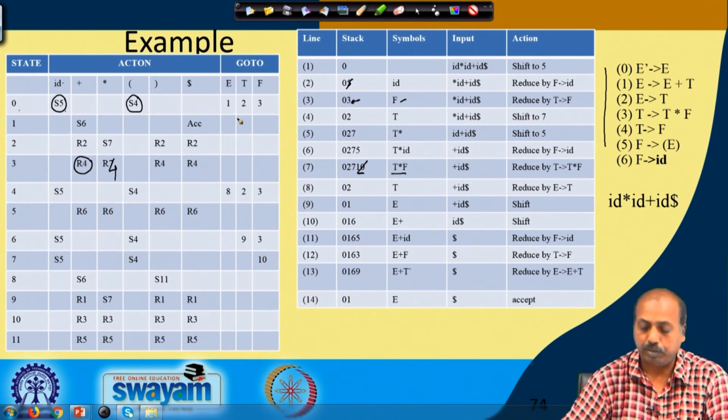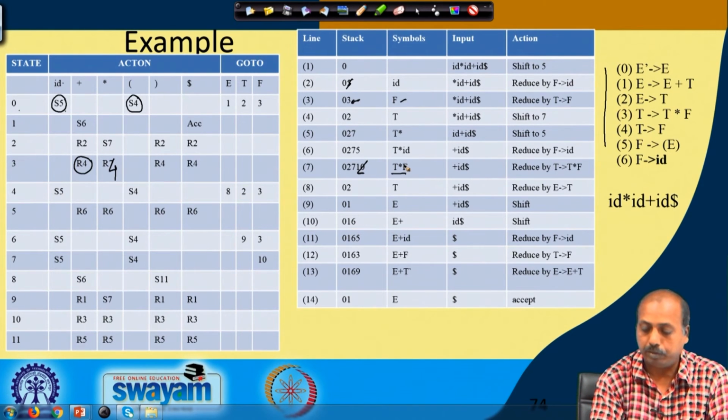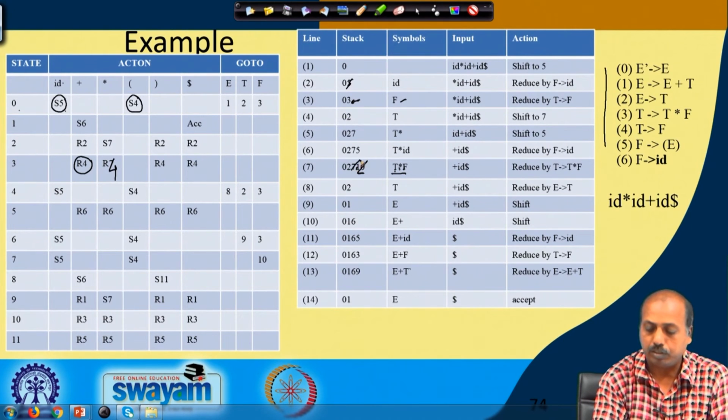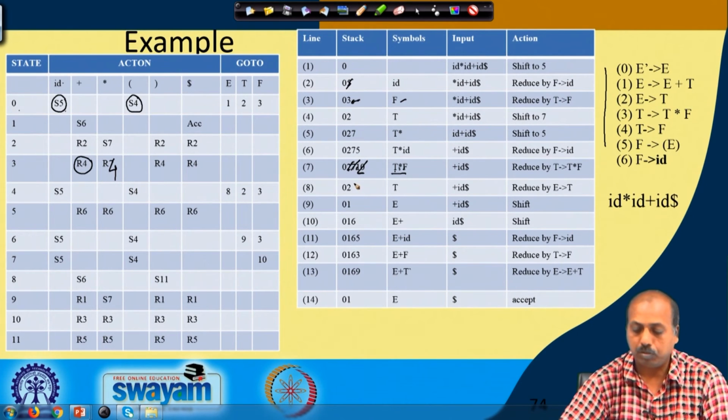So, this will be actually when it is popping out this T star F. All these states will also go out. So, we have popped out 3 entries from the stack. These 3 states will also go, the 10, 7 and 2 they will go, and 0 on T. So, it will say that from state 0 on T, it will go to 2. So, 0 T, and this state 2 comes here.